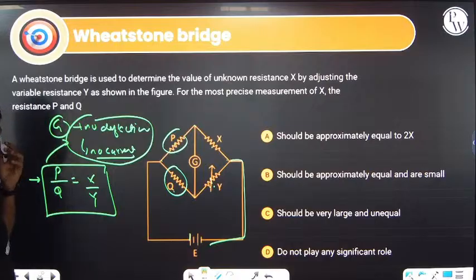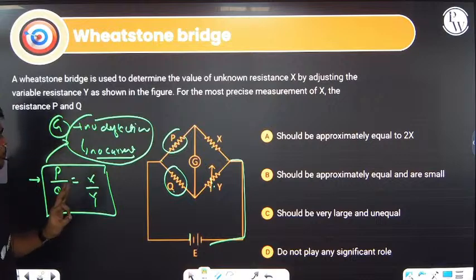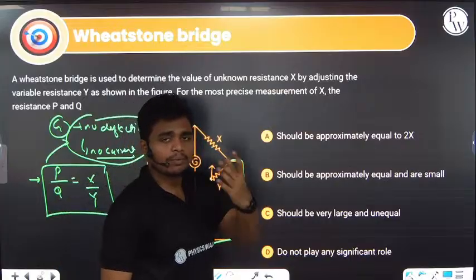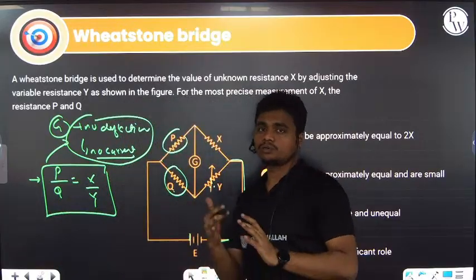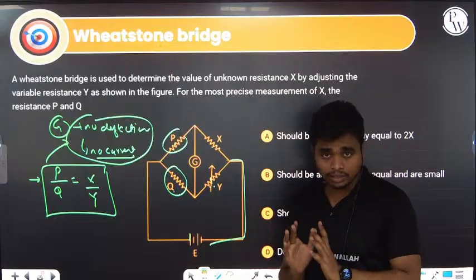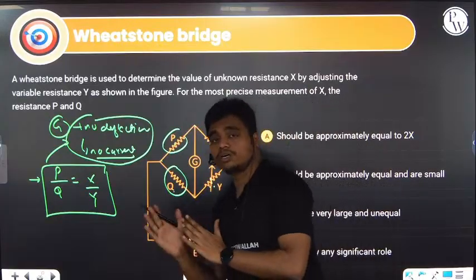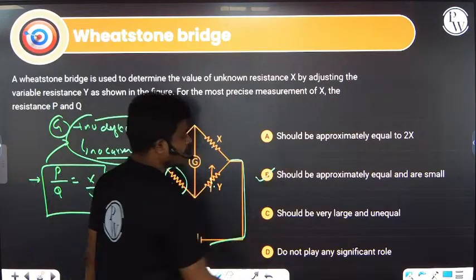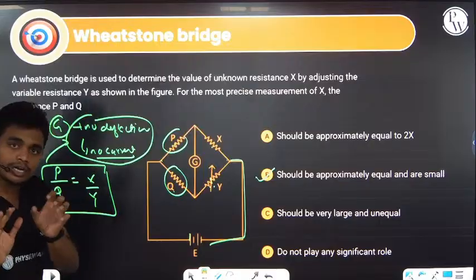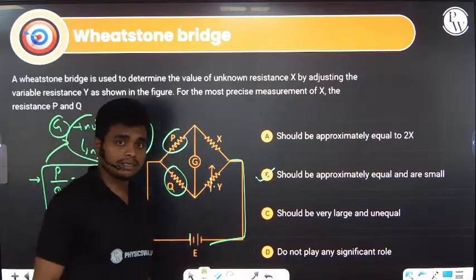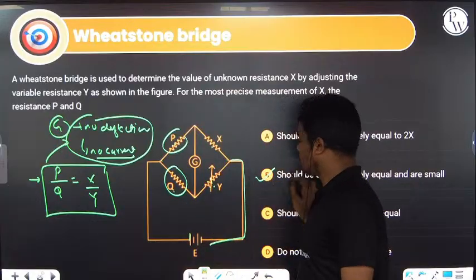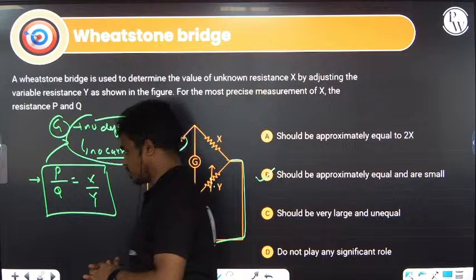Now, for the most precise and accurate measurement of X, the resistances P and Q should be chosen carefully. Whenever we compare things, in real life also, they should be almost equal to each other. So P and Q should be approximately equal and small. In that case, it will be more sensitive. If they are not equal, then also a reading will be there and it will work, but it will work more efficiently when they have equal and approximately small resistance, right?